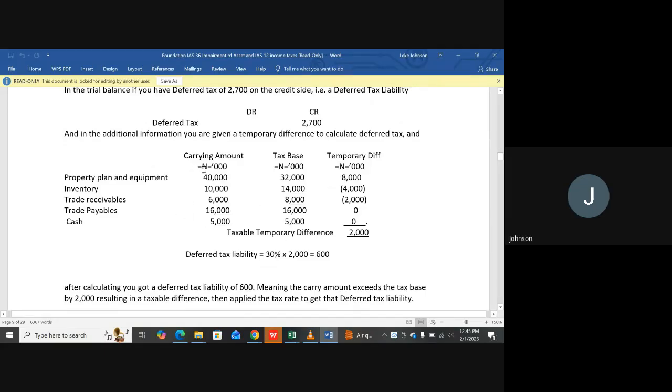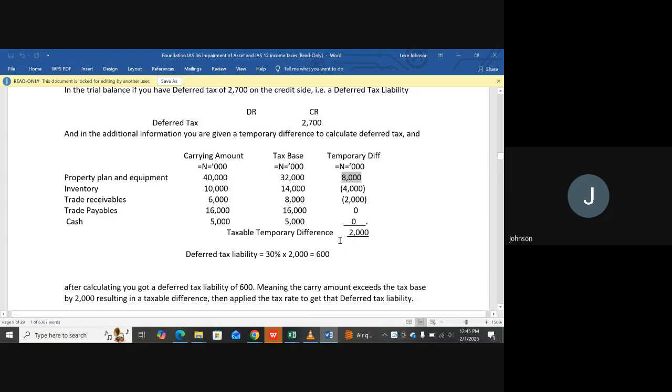Take your asset, compare the carrying amount to the tax base. We saw that we have 8,000 here. We are also comparing 10,000 to 14,000. We are getting a -4. 6,000 to 8,000. We are getting a -2. 16 to 16 is 0. 5 to 5 is 0. When you add everything together, you're having 2,000.